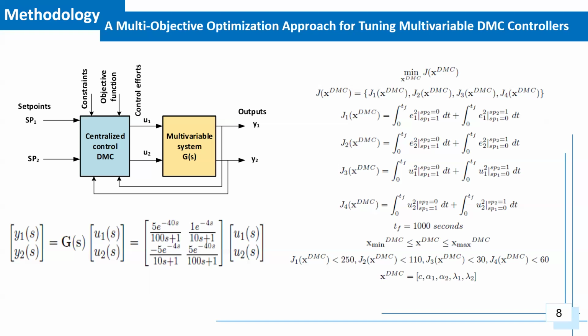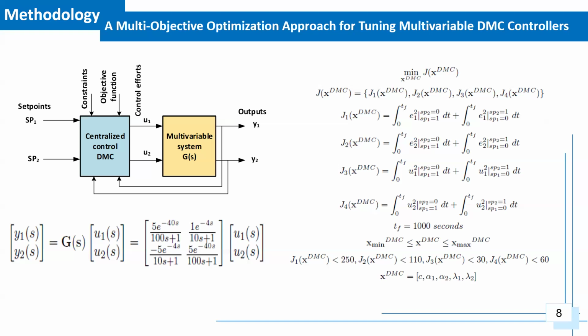Objectives J1 and J2 assess how well outputs Y1 and Y2 track their corresponding reference signals SP1 and SP2. For this, we use the integral of the squared error. Objectives J3 and J4 quantify the effort required from each control input using the integral of the squared control action.